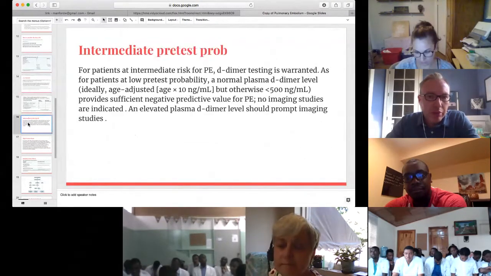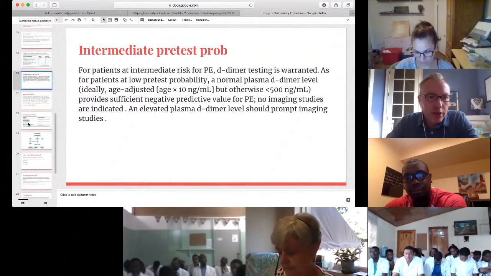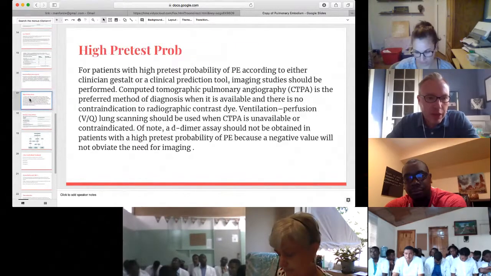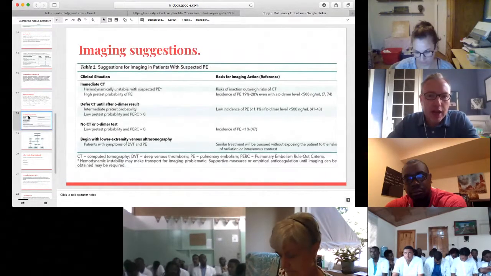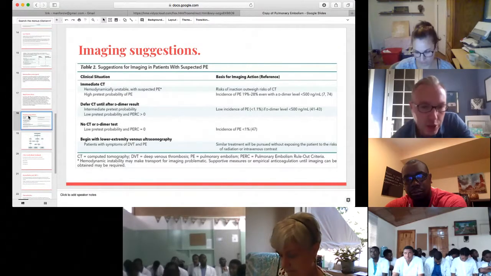The intermediate probability patients as well as the high probability patients. And we're going to take that information with the Wells criteria along with our PERC, our rule-out criteria, and we're going to decide who needs what tests, if any tests, to make a diagnosis for PE.